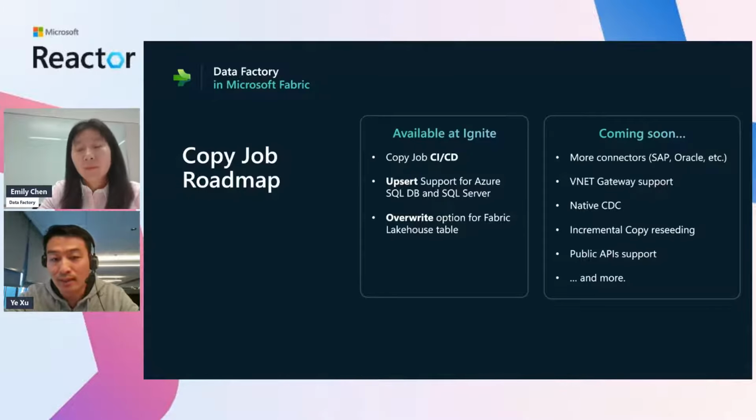What's more, with native change data capture, you can also copy your row deletions from source to destination, by specifying to delete the same on the destination or use soft deletion, etc. The next one is incremental copy reseeding, which allows you to reset the copy job from incremental copy so that you can reinitiate the copy job from scratch with the initial full load. This can also give you more flexibility.